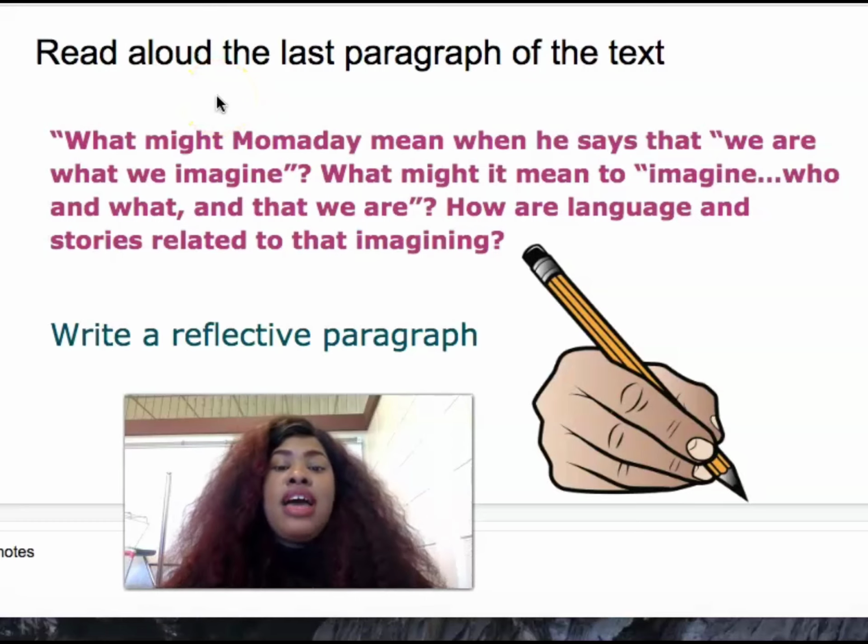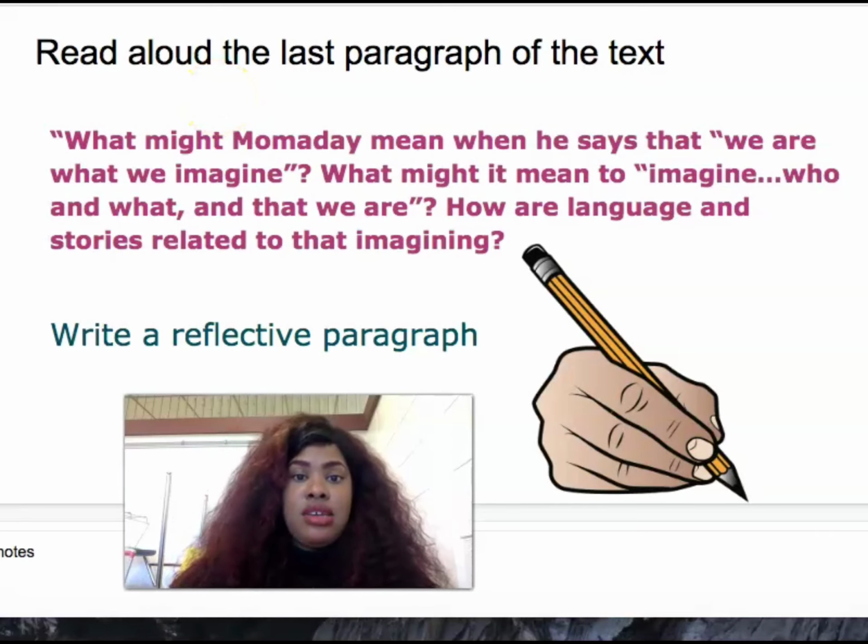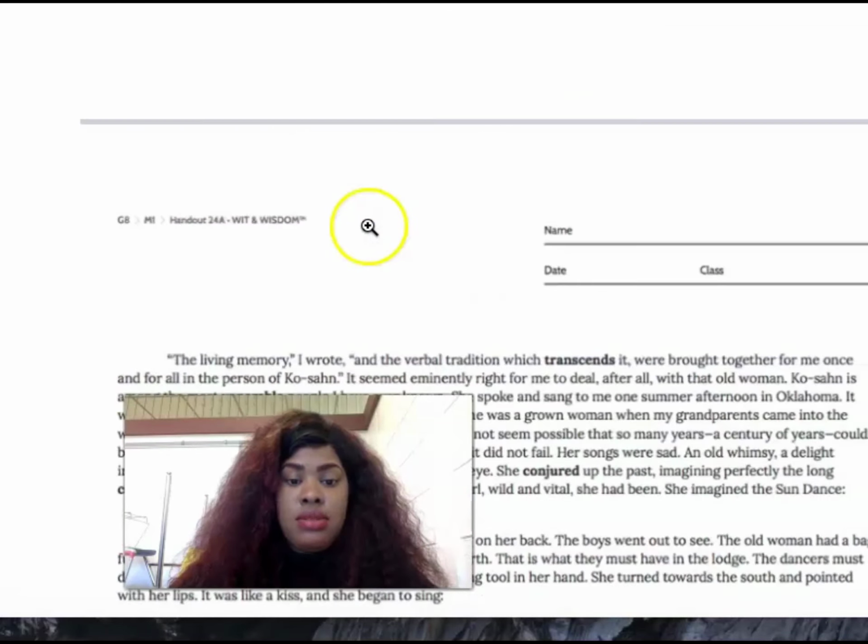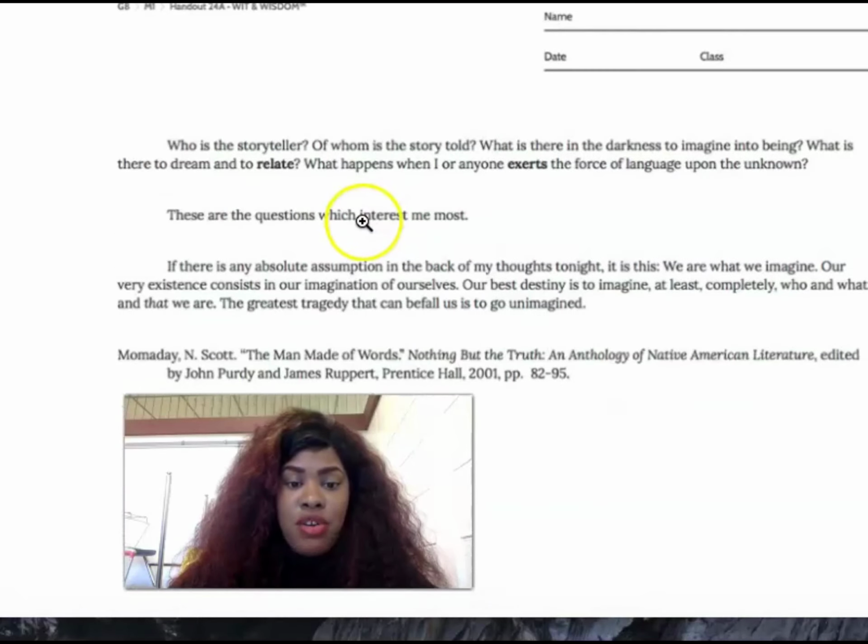Then I want us to read aloud the last paragraph of the text. So I'm going to read that to you guys, the last paragraph.